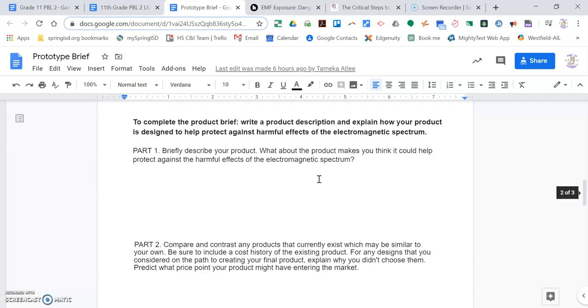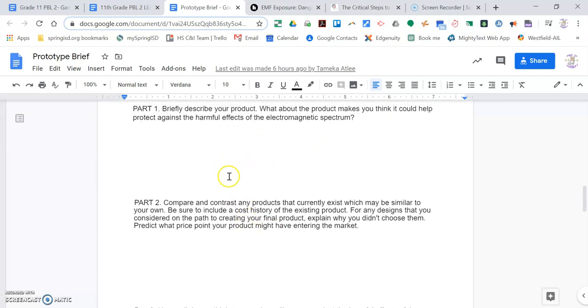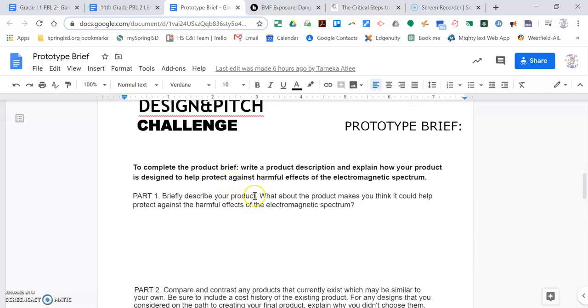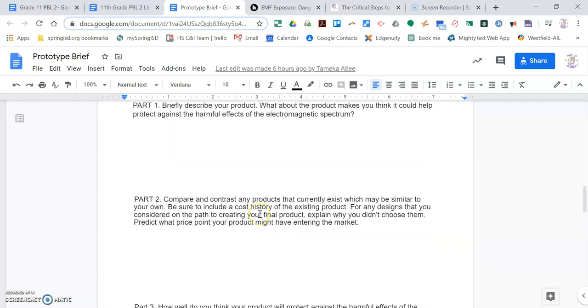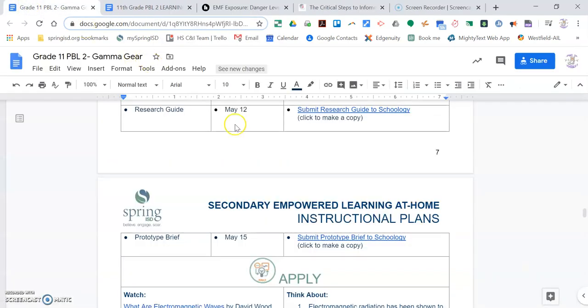All right. And then he goes through even more, kind of walking the students through a product brief and how they would describe their product and how does it help and how does it do this and how does it compare to something that maybe is already on the market versus something that's not on the market. And so that would be the prototype brief for the Discover and Connect section.